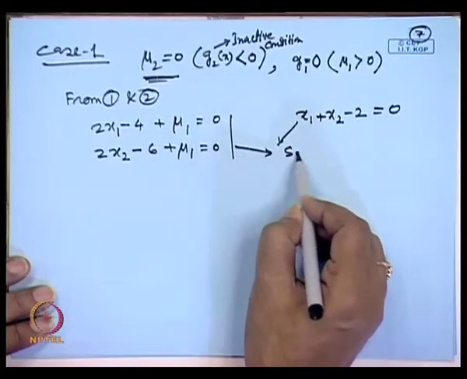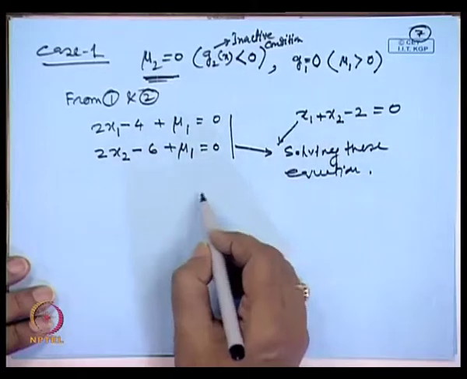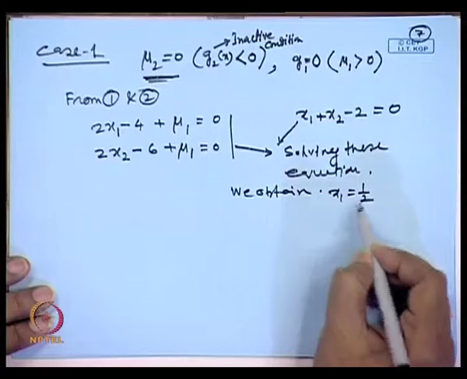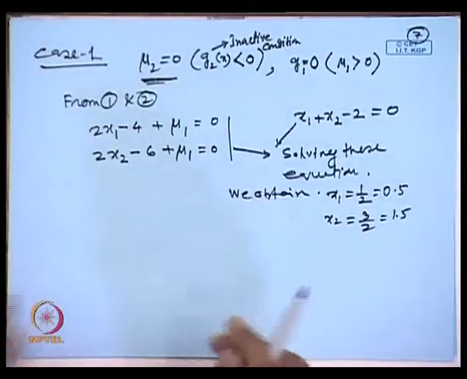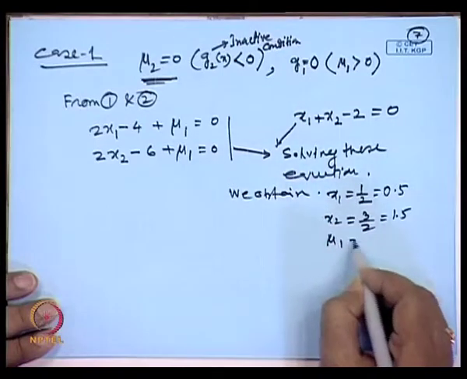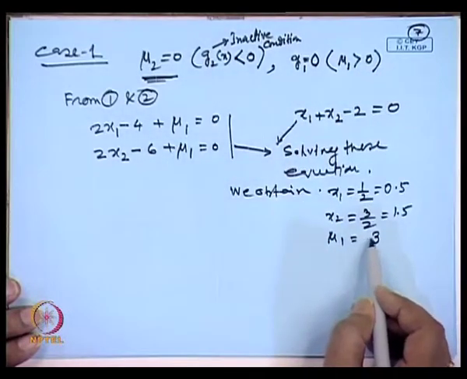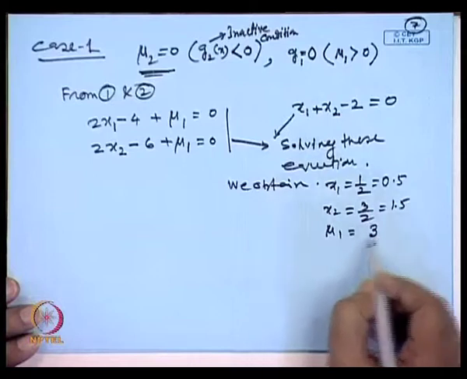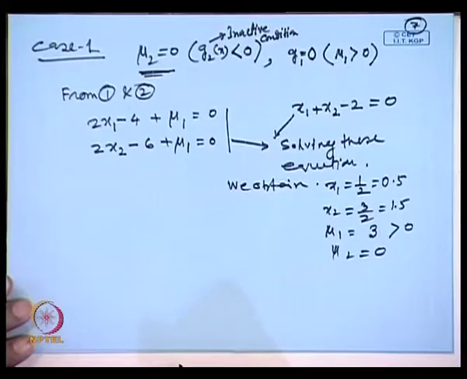By solving these equations, we obtain x 1 is equal to half, or 0.5, x 2 is equal to 3 by 2, or 1.5, and mu 1 we got is 3. I told you that when g 1 is an active constraint, mu 1 must be a non-negative number. If you get a negative value by solving this, that means it does not give any solution to become the optimal value of the function. So this is 3, greater than 0, and mu 2 is equal to 0.